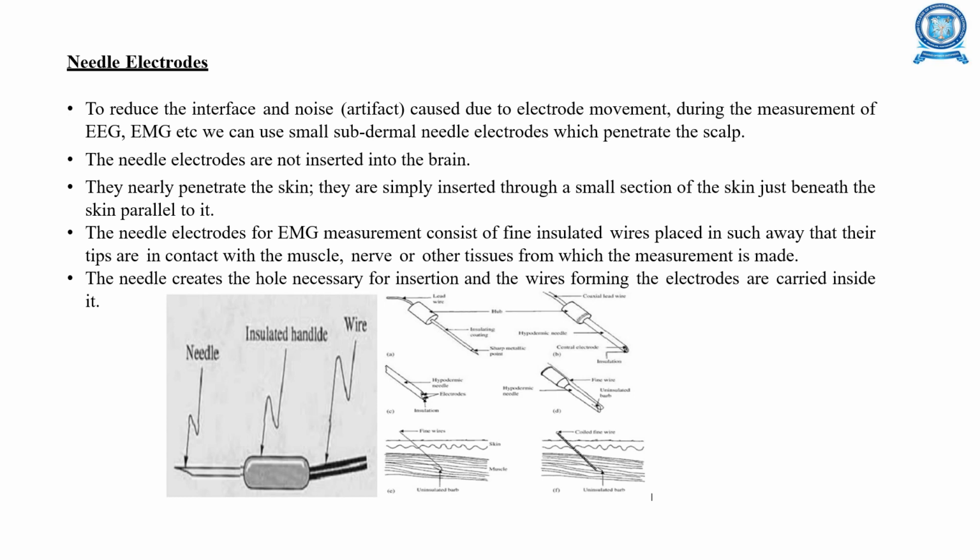Next are the needle electrodes. To reduce the interference and noise caused by electrode movement during the measurement of EEG and EMG, we use needle electrodes. These are not inserted into the brain. Needle electrodes for EMG measurement consist of fine insulated wires placed in such a way that their tips are in contact with the muscle. The needles create the hole necessary for insertion, and the wires forming the electrodes are carried inside it.